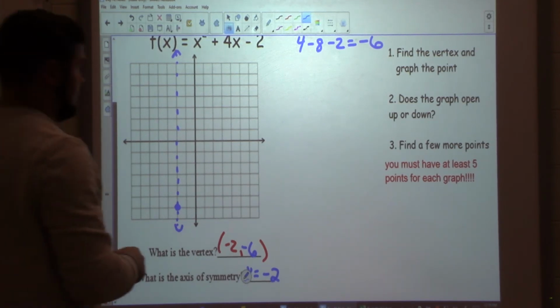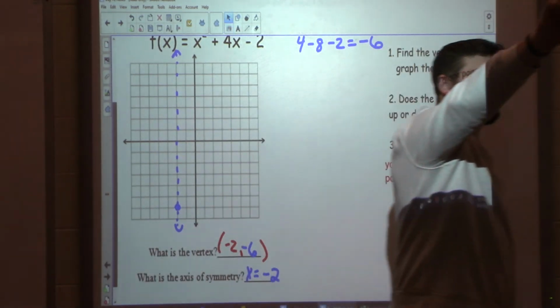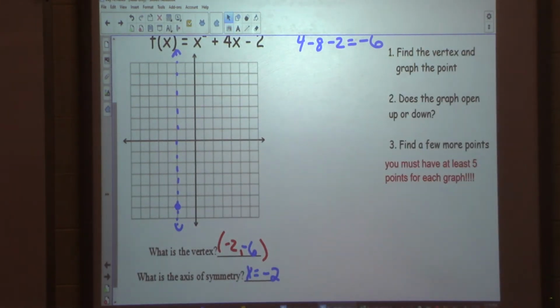Okay? So we have 1 point currently. We have our vertex, right? You need 5 points on your graph. You need the vertex and 4 others. But realistically, we only need to find 2 because they mirror. Right? So let's do that.